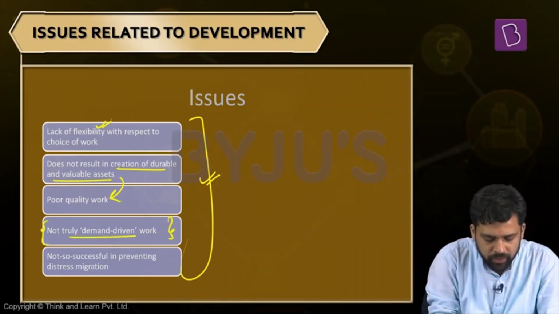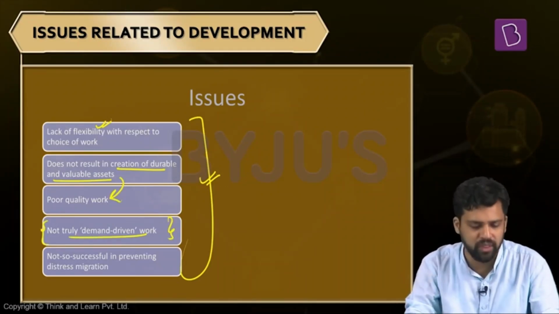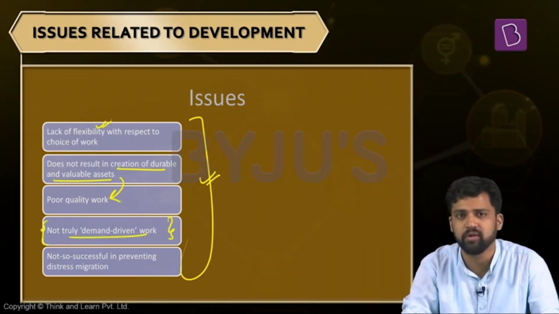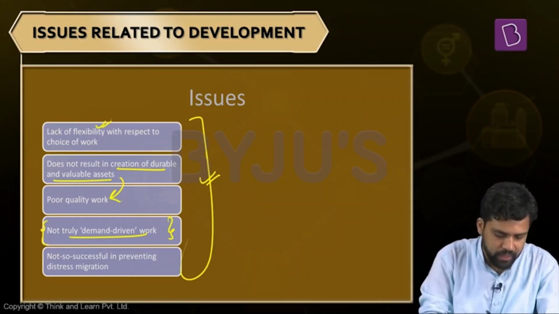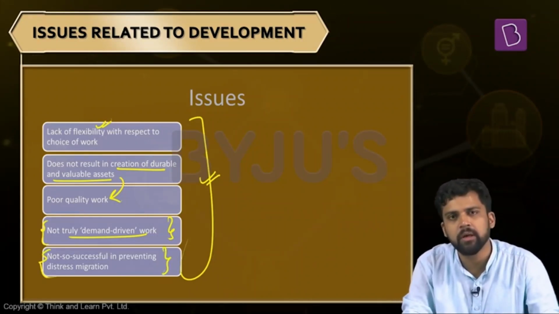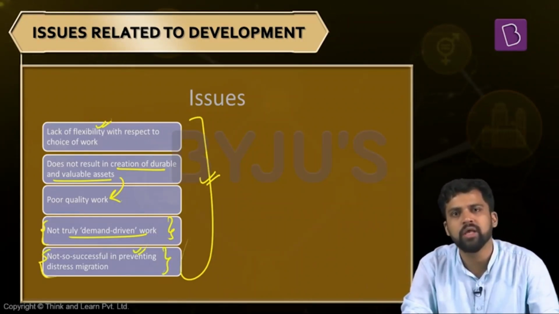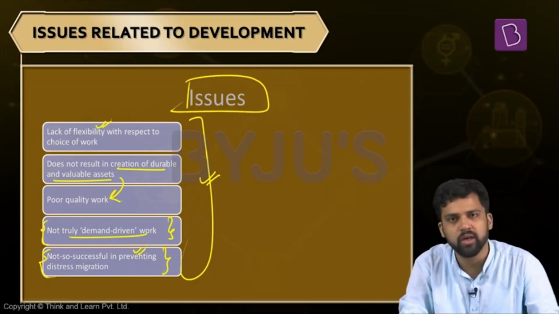And one of the principles of NREGA was demand-driven work, but it is not completely demand-driven. People are also not aware of these principles. Sometimes they also don't know that in case they don't get work, they will get compensation, they will get an allowance from the government. Those kinds of provisions they are not aware of. So not completely demand-driven. And it has mitigated distress migration to some extent, but complete prevention of distress migration has not happened. Even now some people migrate out of distress. So some of the issues still continue under NREGA.